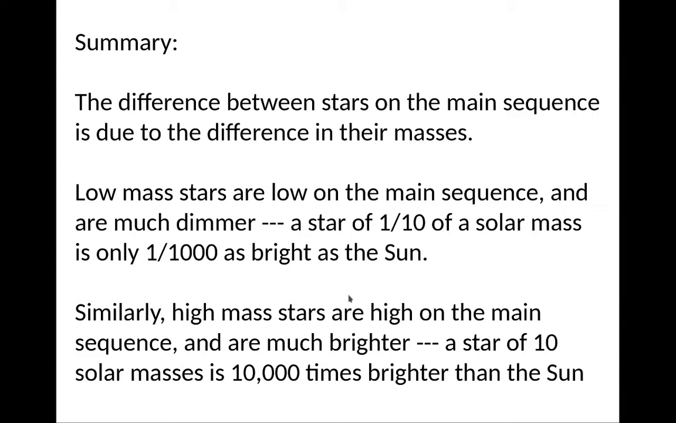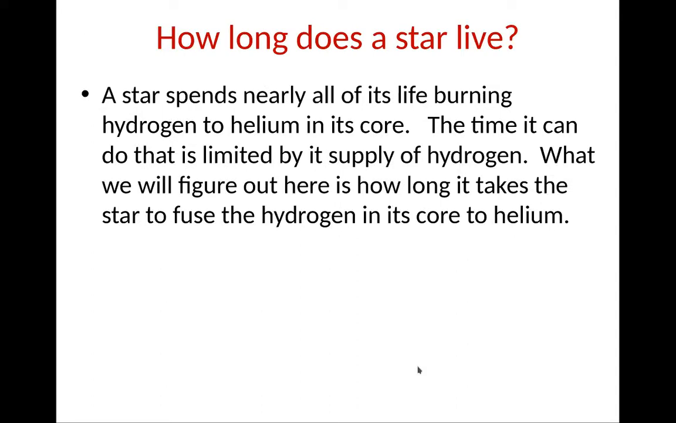So here's a summary. The difference between stars on the main sequence is due to differences in their mass. Low mass stars are low in the main sequence and are much dimmer. A star of 1/10 solar mass may only be 1/1000th as bright as the sun. Similarly, high mass stars are high in the main sequence and are much brighter. A star of 10 solar masses might be 10,000 times brighter than the sun.